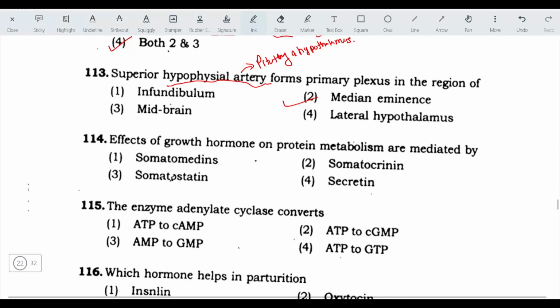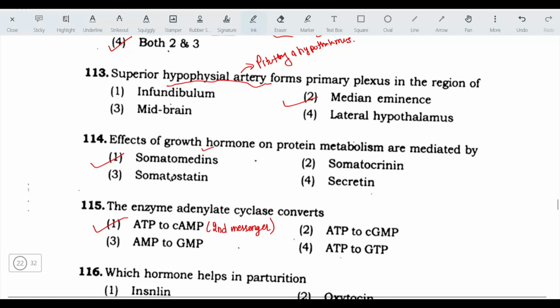Next, effects of growth hormone on protein metabolism are mediated by. So the answer here is somatomedins. They are also known as insulin-like growth factors. Next question, the enzyme adenylate cyclase converts. The answer here is ATP to cAMP, which is also known as a second messenger.